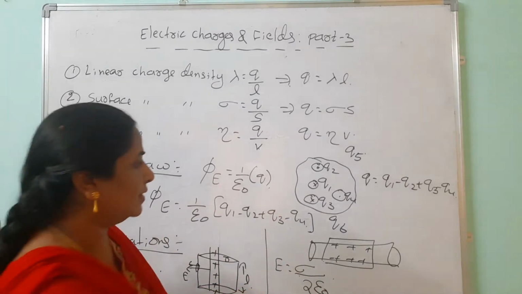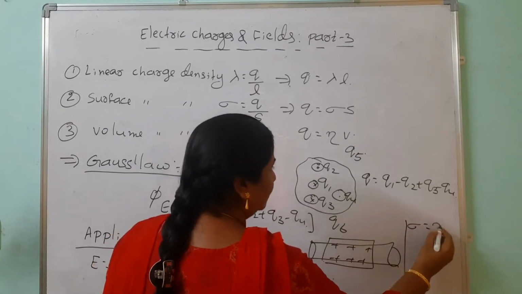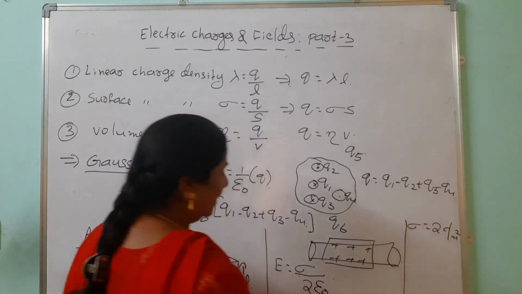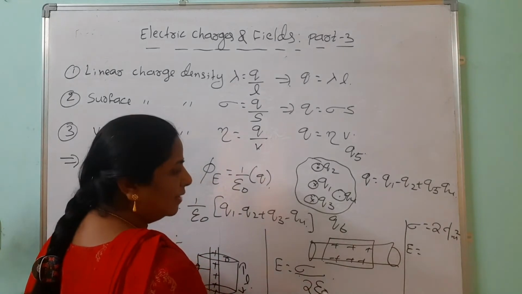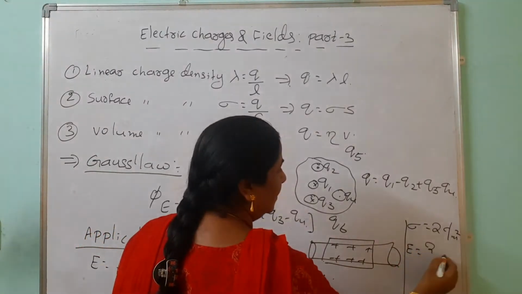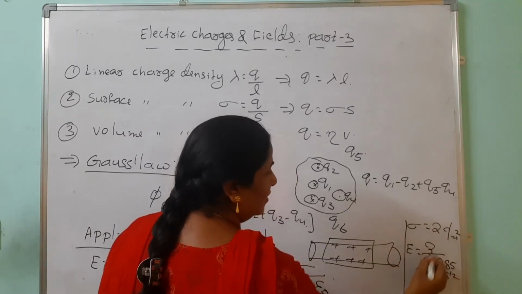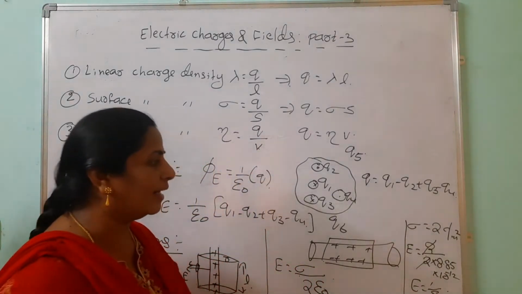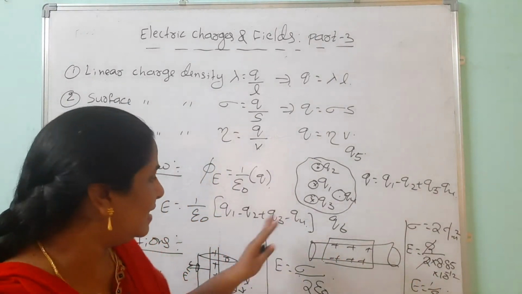Whenever they give, suppose, sigma equals 2 coulomb per meter square, how to find the intensity? Intensity equals sigma by 2 epsilon naught. So 2 by 2 into the epsilon naught value, you have to remember 8.85 into 10 to the power of minus 12. After simplification, you can express the answer in terms of 1 by epsilon naught, or based on the objective, we should give the answer. This is the use of this one.